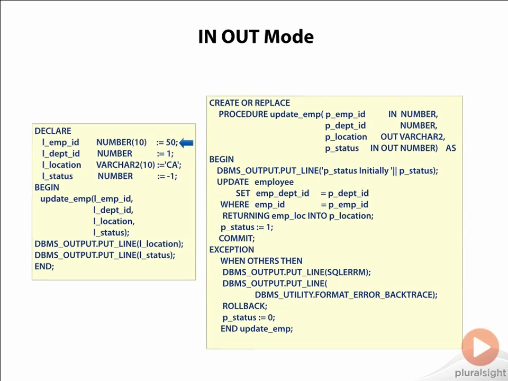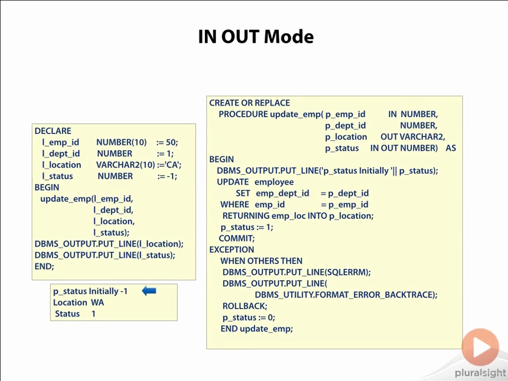Now in this code snippet, we declare lEmpId with a value of 50, lDptId with a value of 1, lLocation of type varchar2(10) with an initial value of CA, and lStatus as a number with an initial value of -1. Inside the execution section, we call the updateEMP procedure passing the 4 parameters in order. We then print the value of lLocation and lStatus. So for lStatus, the initial value of -1 will be passed inside updateEMP procedure and it can be read there as such. It gets assigned a value of 1 on successful completion and 0 on unsuccessful completion.